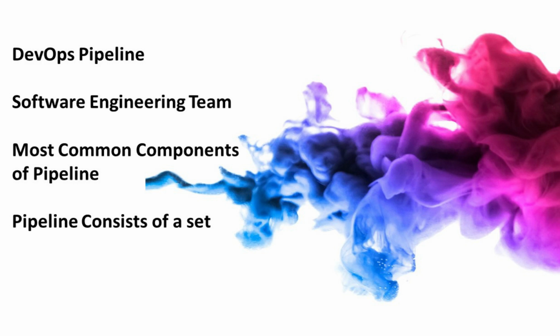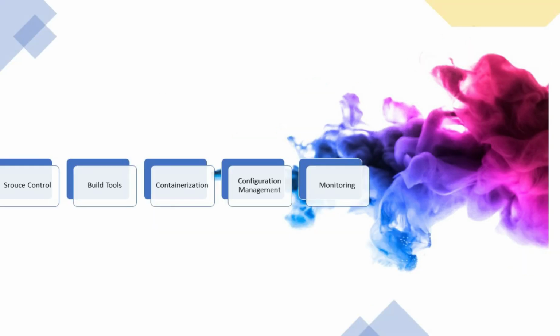A pipeline consists of a set of tools which are classified into the following categories such as source control, build tools, containerization, configuration management, monitoring.